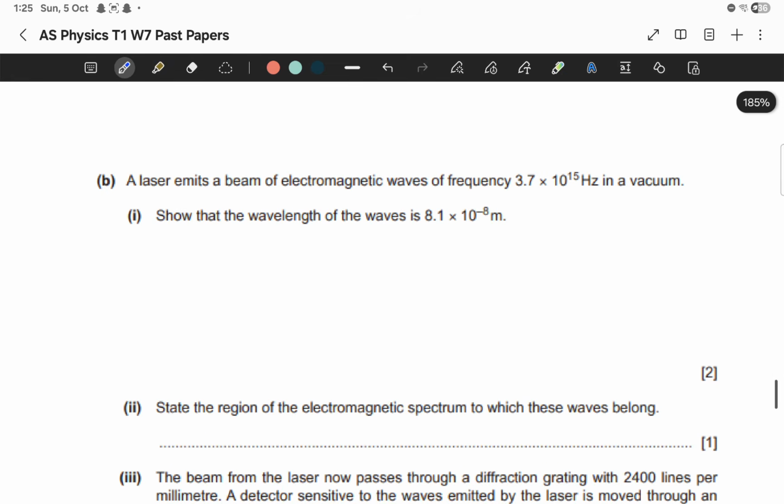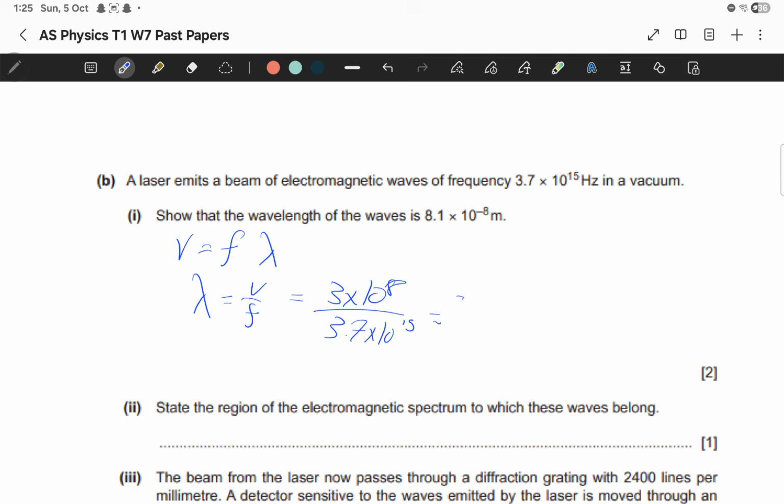A laser emits a beam of electromagnetic waves. Show that the wavelength is... So V equals F lambda. Lambda is going to equal V over F, which is equal to 3 times 10 to the power of 8 over 3.7 times 10 to the power of 15. This is going to equal 8.1 times 10 to the power of negative 8 meters. Done.